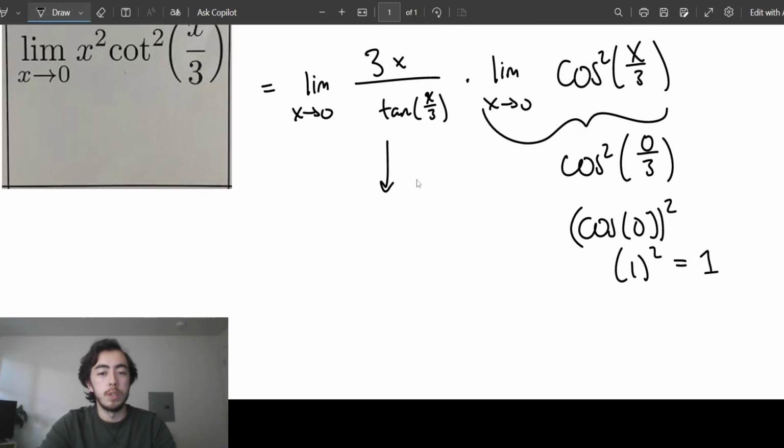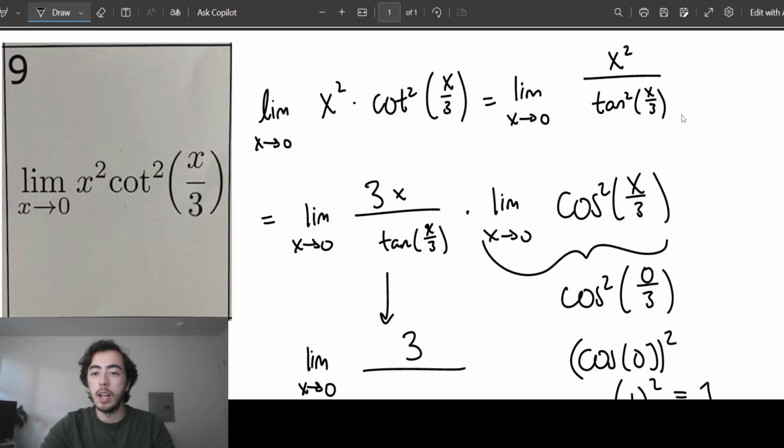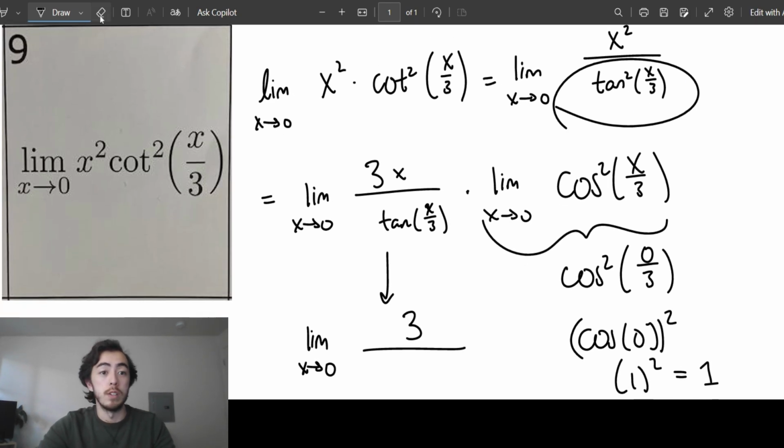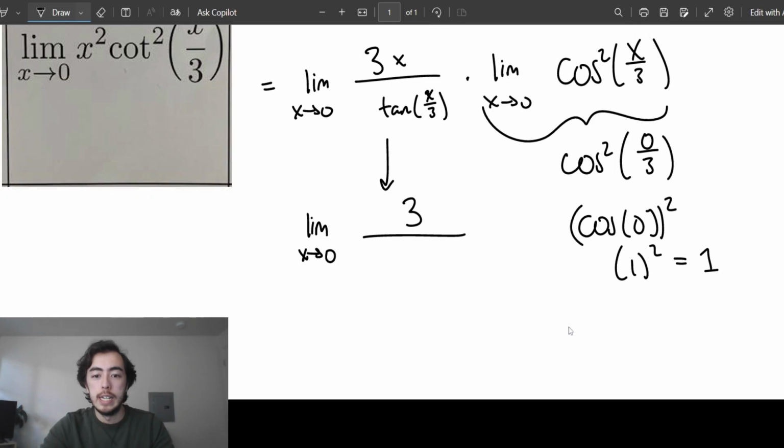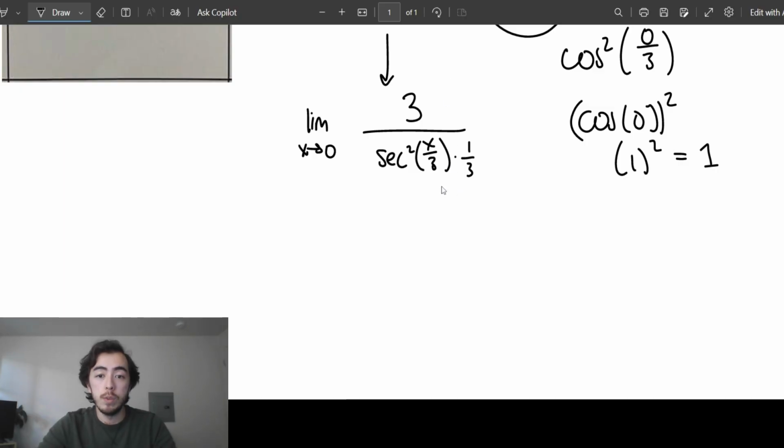And let's still L'Hopital's rule this guy, so we can get rid of that indeterminate form. I will take the derivative of the top. That will just be 3. And then we already did the derivative of tangent of x over 3, in our process of doing tangent squared of x over 3. And so that's just going to give me secant squared of x over 3, and then not forgetting that chain rule to multiply by that 1/3. Cool. And this one should be solvable with direct substitution now.